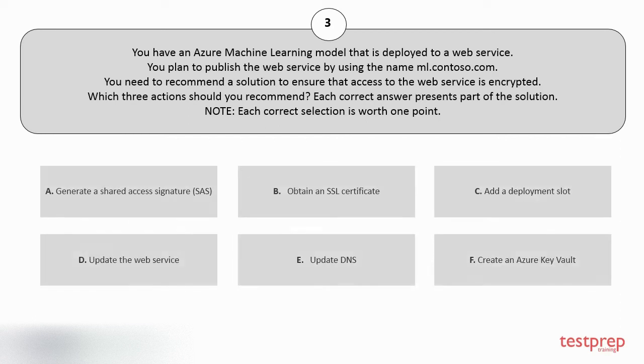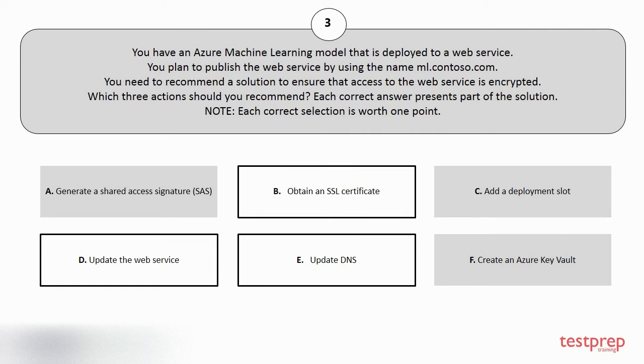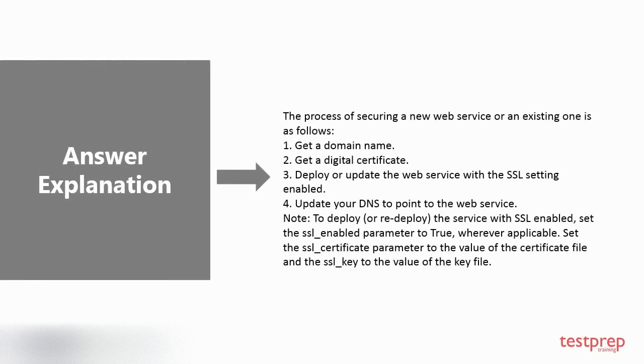Your options are A. Generate a shared access signature, B. Obtain an SSL certificate, C. Add a deployment slot, D. Update the web service, E. Update DNS, F. Create an Azure Key Vault. The correct answers are option B, D, and E. You can refer to the following for the explanation of the answer.